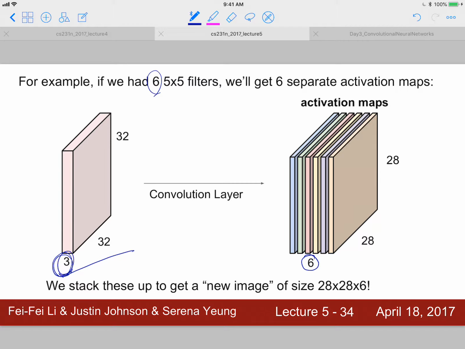And so if we are given an input with 3 channels, each filter in our convolution layer will have a depth of 3, right? But anyways, if we have 6 different convolution filters within a single convolution layer, we obtain 6 different activation maps, resulting in 28 by 28 by 6 as our final activation map, right?